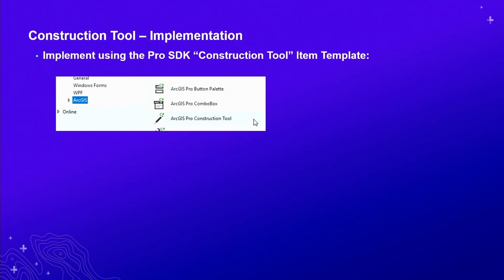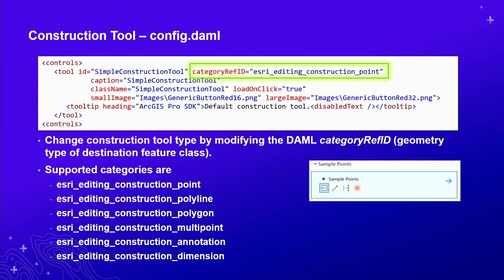So let's take a look at construction tools to start with. How do we actually create one of these? If you have the SDK installed into Visual Studio, under the language of your choice, you'll have access to a category called ArcGIS, and that contains a whole bunch of predefined templates to enable you to create tools and dock panes and buttons. What we want to reach for here is the ArcGIS Pro construction tool. What that does is it creates a tool file for us, and also it updates the config.daml file.